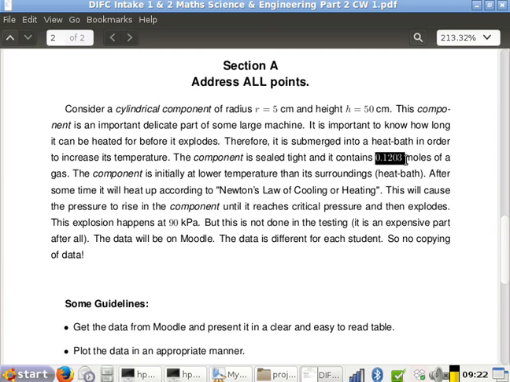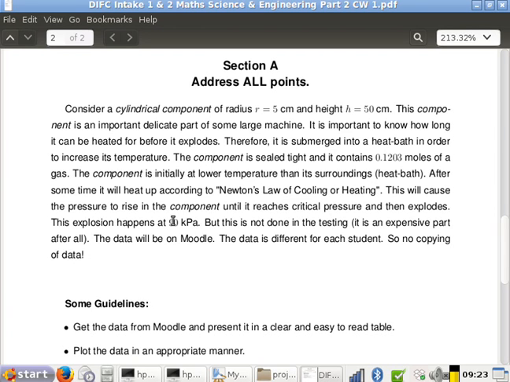There is 0.1203 moles of gas in the cylinder. Initially, the cylinder is at a lower temperature than the heat bath. So when you put it into the heat bath, it will warm up. After some time, it will heat up according to Newton's law of cooling or heating. So you're going to have to find this law. This will cause the pressure in the component to rise until it reaches critical pressure and then explodes.